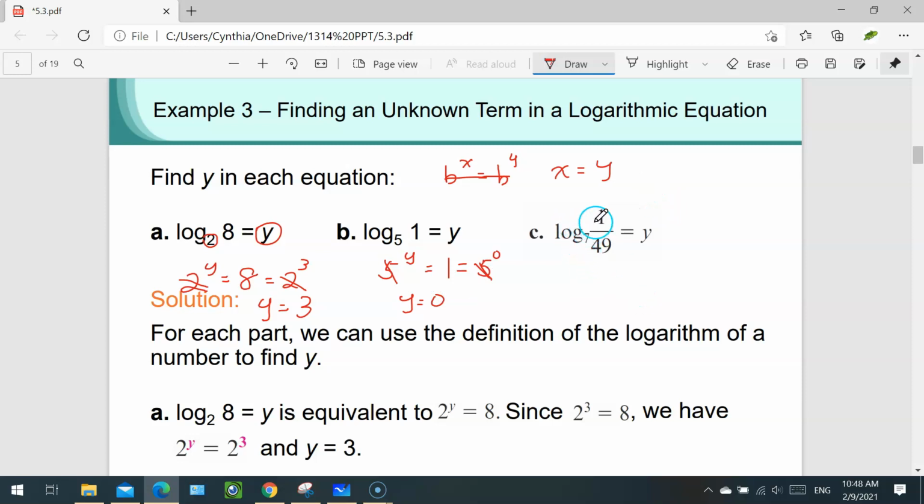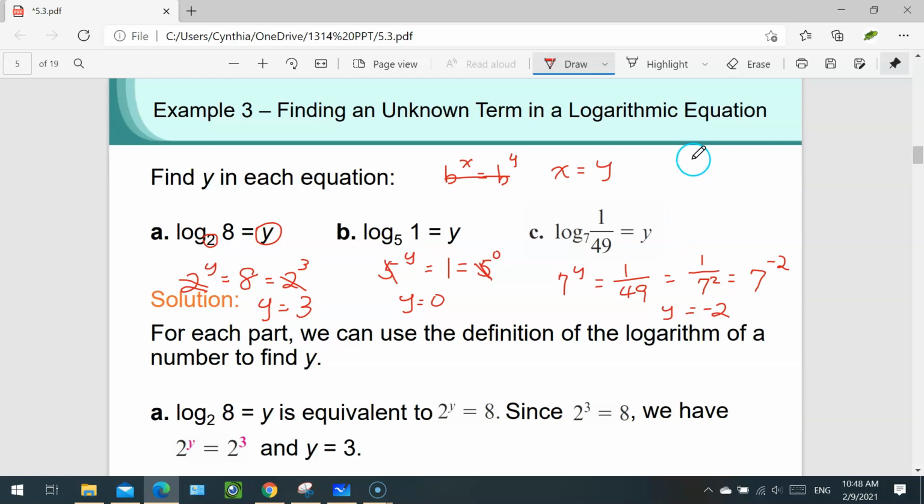Log base 7 of 1 over 49 equal y. So I rewrite back to the exponential form: 7 to the power y equal 1 over 49. 1 over 49 is the same as 1 over 7 squared, and 1 over 7 squared is equivalent to 7 to the power negative 2. So now we have 7 to the power y equals 7 to the power negative 2. That means y equals negative 2.